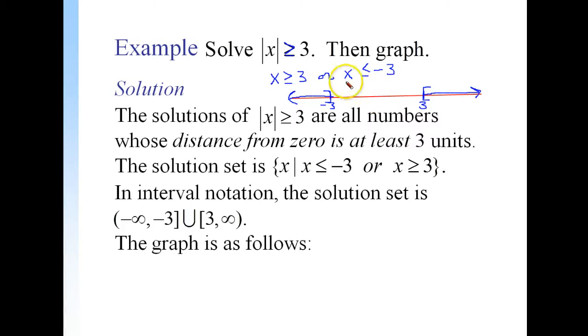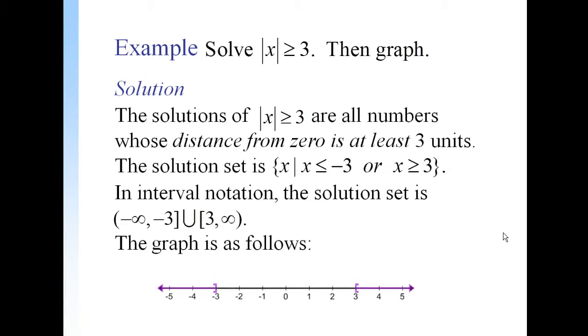There's no connection. But since it's a union, when we write our interval notation, we write it as we did before. This is coming from -infinity up to and including -3. That's the bracket. And then the union symbol starting at 3. 3 is included, bracket, and then off to positive infinity. And there's the graph. And again, from the graph, interval notation works so well. Okay?